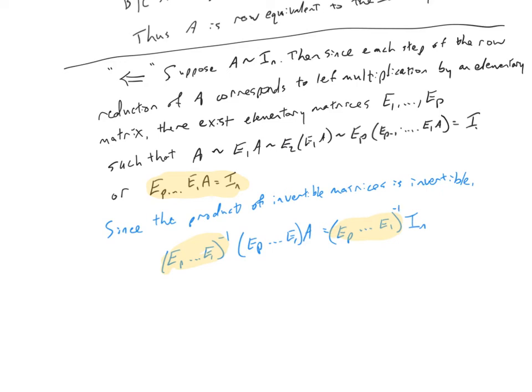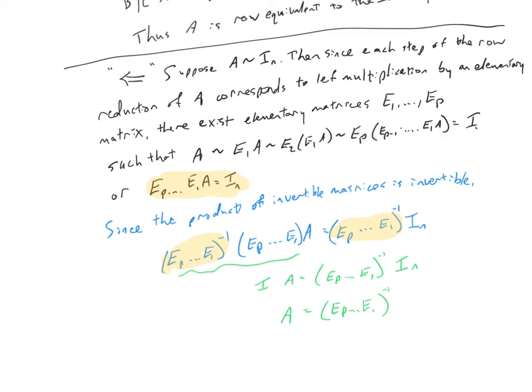I'm left multiplying both sides of that equality by Ep through E1 inverse, by all of those elementary matrices multiplied together, but their inverse. And in doing that, I can take the left-hand side here, Ep through E1 inverse times Ep through E1. That's the product of invertible matrices. So that would give me the identity times A is equal to Ep through E1 inverse times the identity, or A is just equal to that, Ep through E1 inverse.